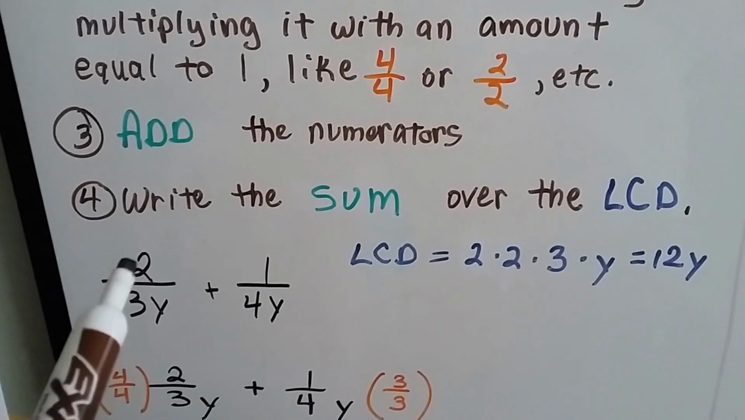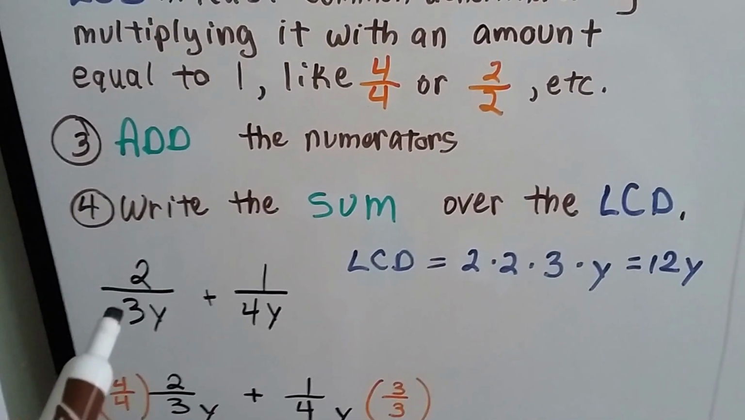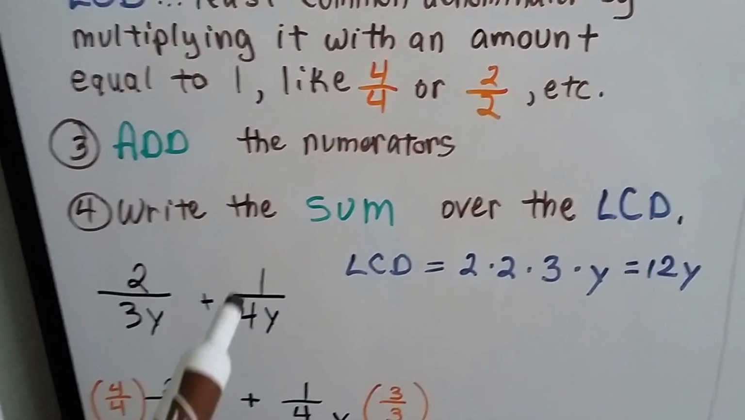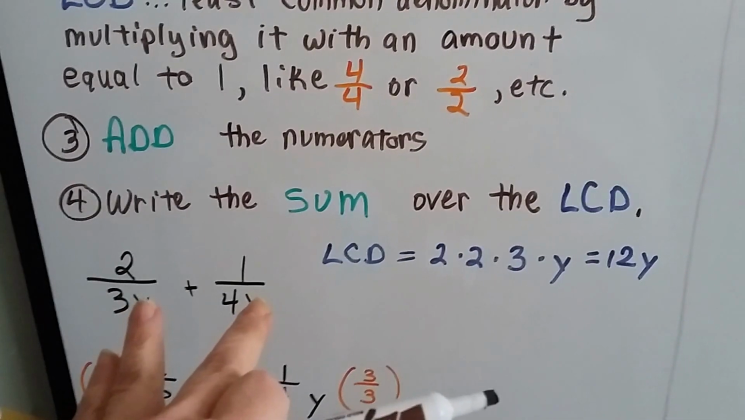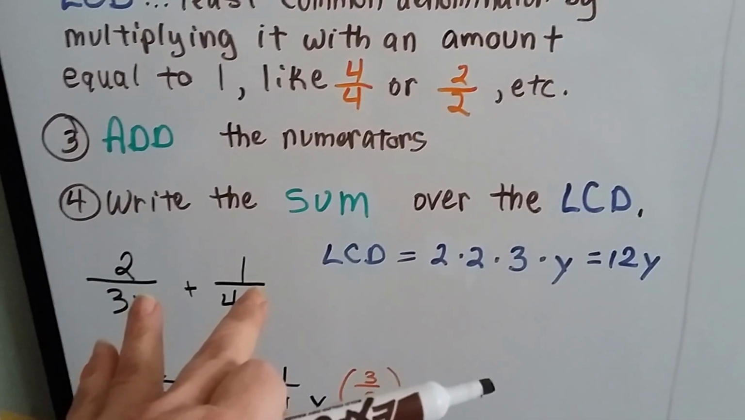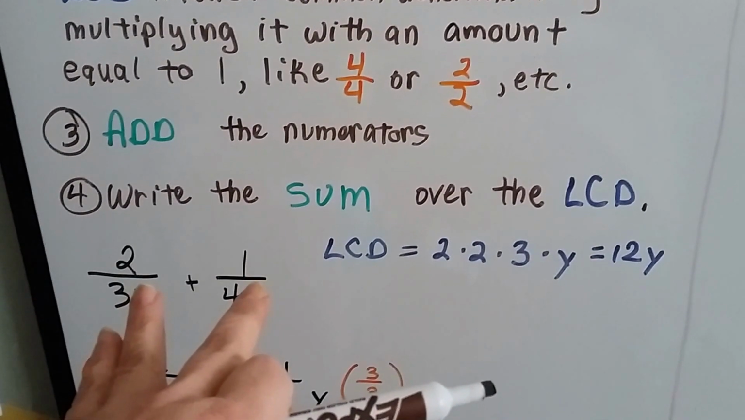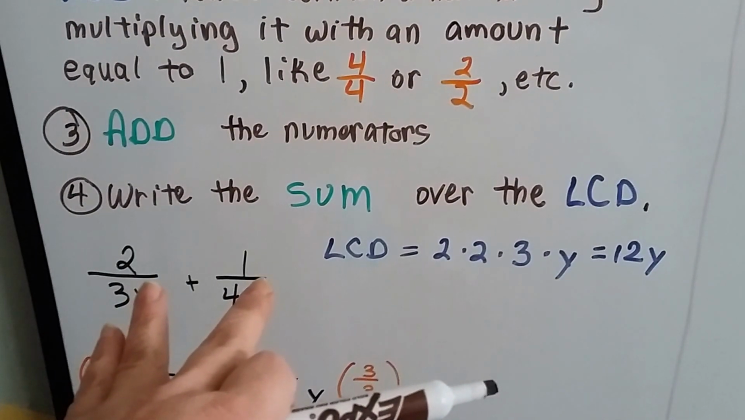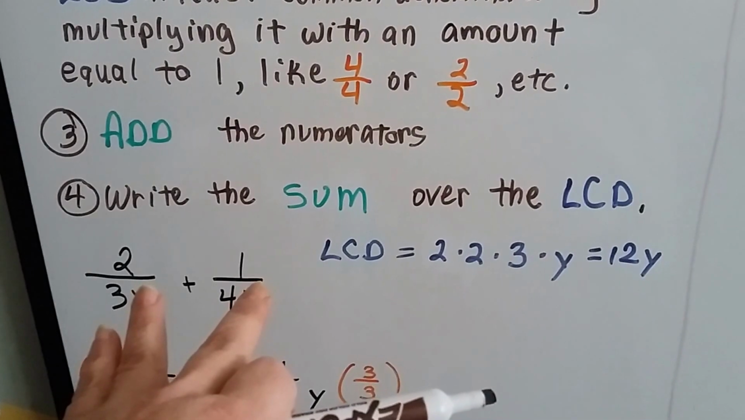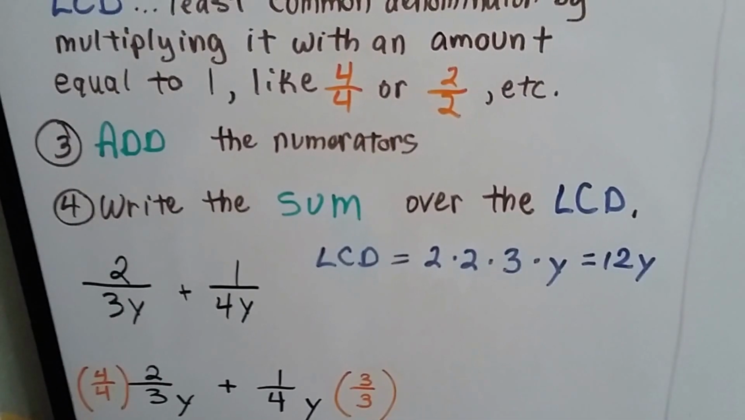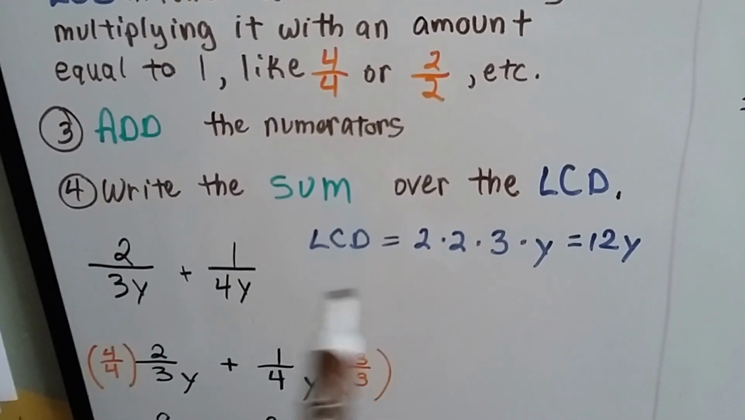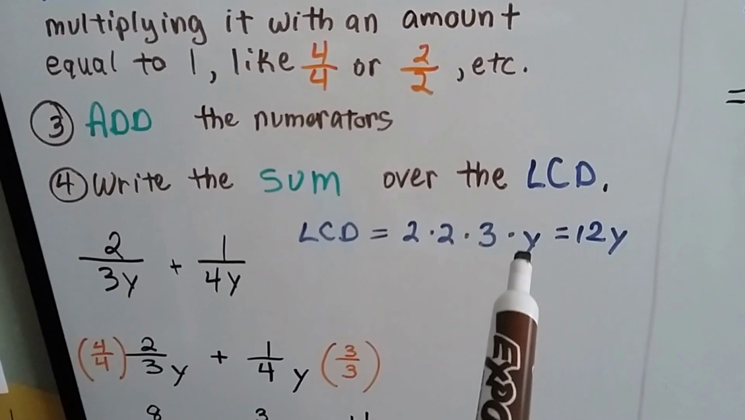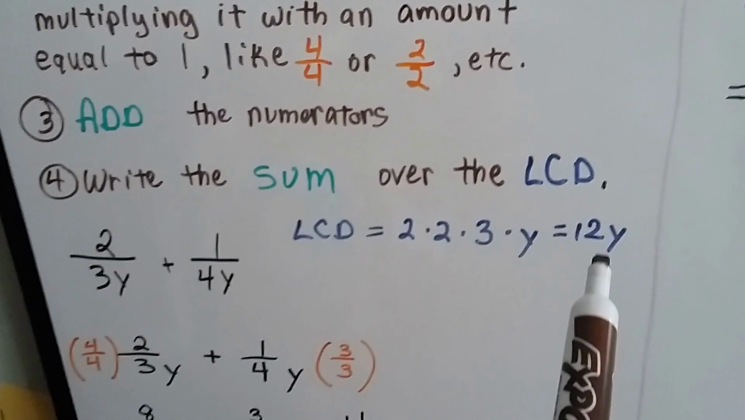So here's an example. If we have 2 over 3y plus 1 over 4y, well, what if the y's were not there and you were adding 2/3 and 1/4? We would need the 3 and the 4 to meet at a common denominator, wouldn't we? And it would be the least common denominator, and the 3 and the 4 can meet at 12. When we factor these, we get 2 times 2 times 3 times y for this 12y.